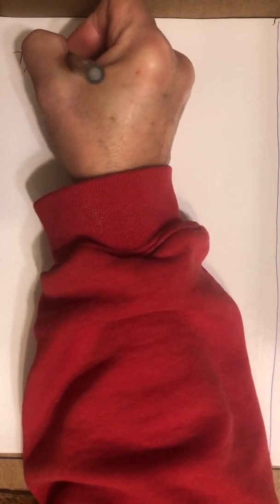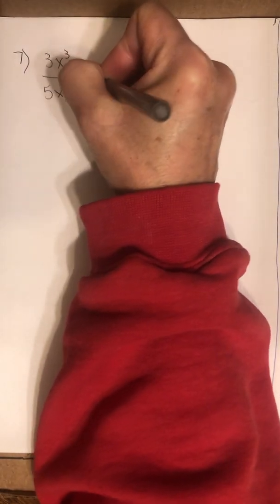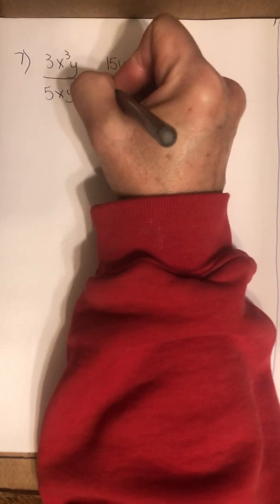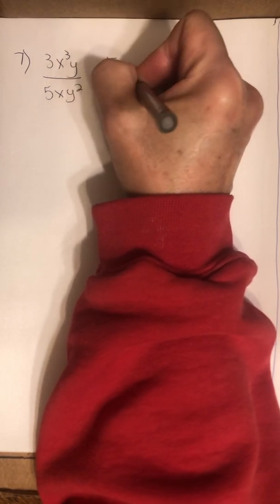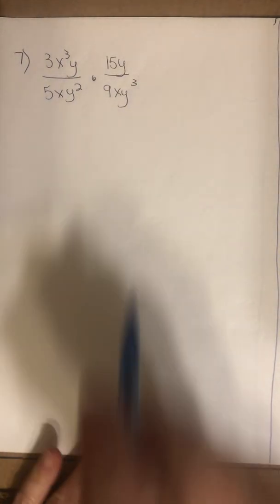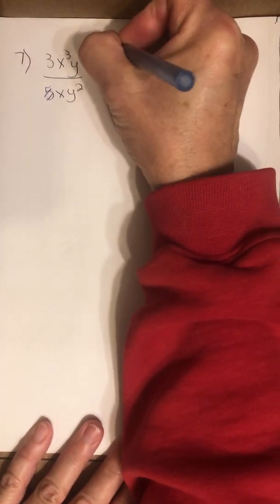3x cubed y, 5xy squared. I'm going to multiply, and I'm going to put the 15y in the numerator and the 9xy cubed in the denominator. Let's start our canceling. Let's look at the numbers. This 5 cancels and leaves a 3 from the 15, right?